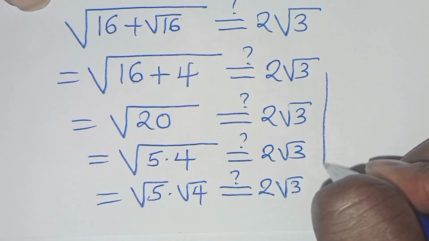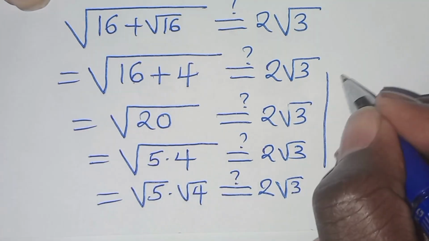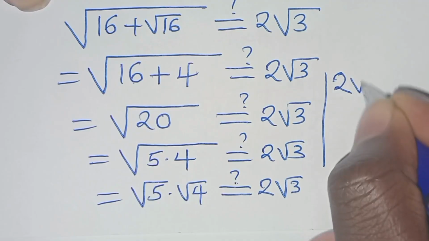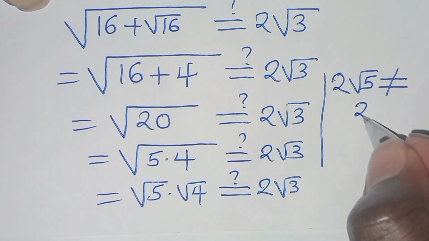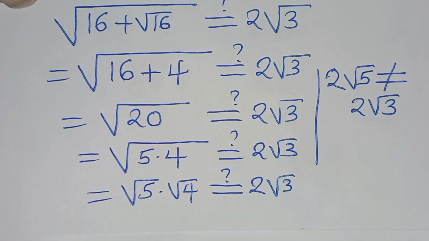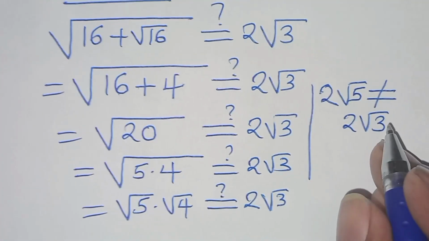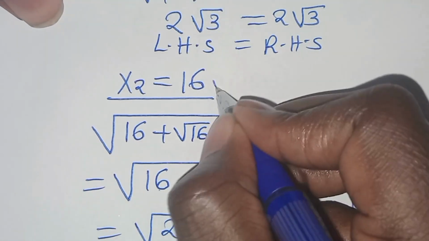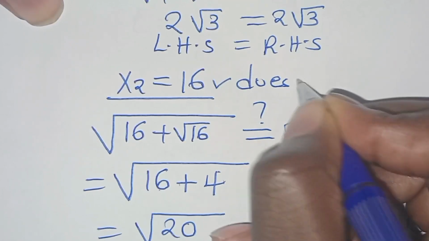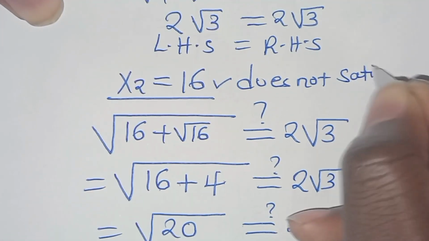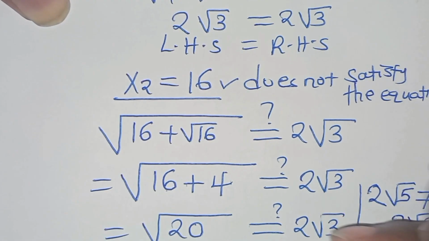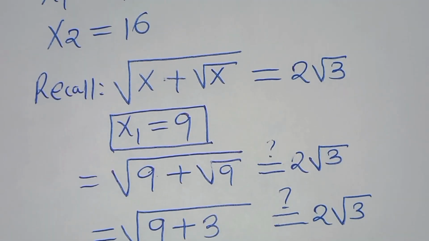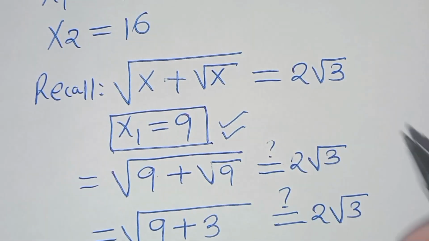Now, from here, we have square root of 4, this is 2. So this implies we have 2 square root of 5. And this is not equal to 2 square root of 3. And this implies that x2, which is equal to 16, does not satisfy the equation. So this therefore implies that we only have one solution here, which is x1, which is equal to 9.